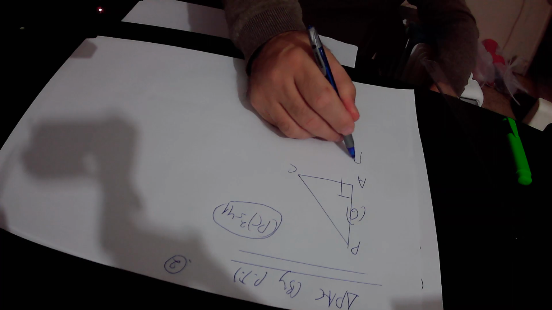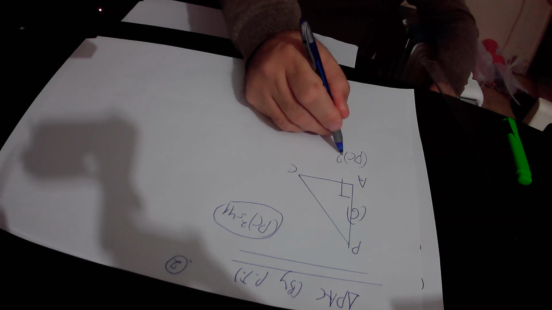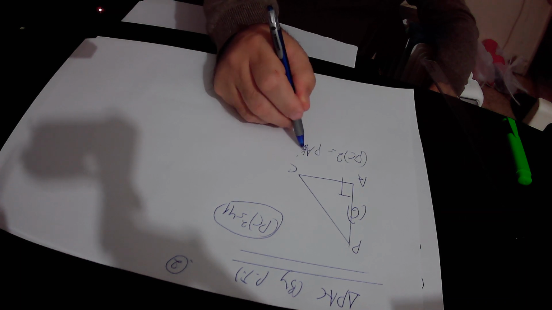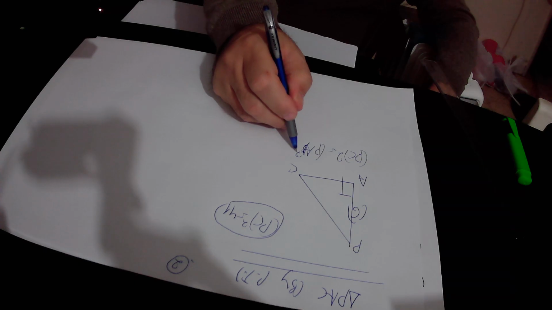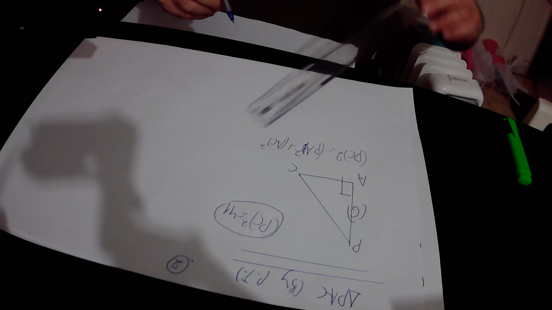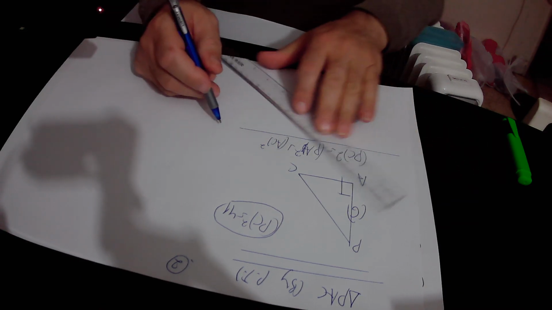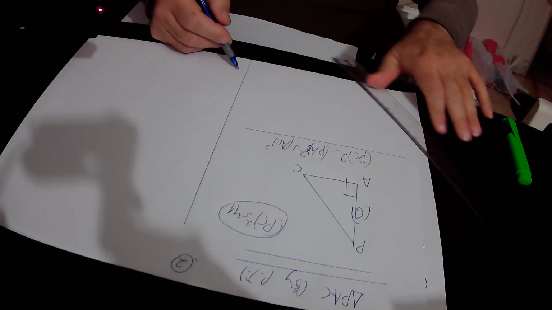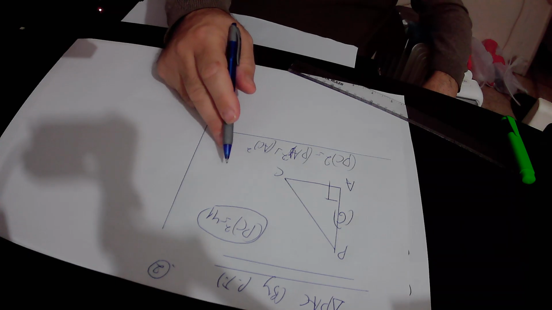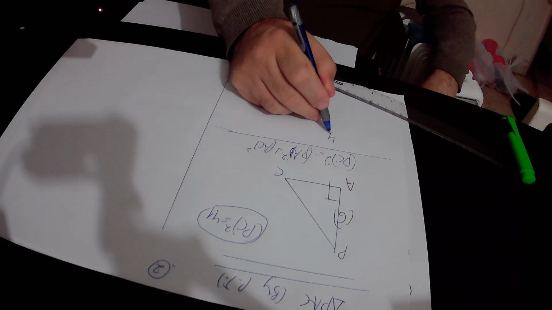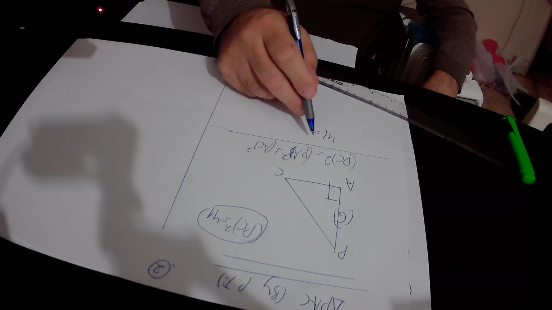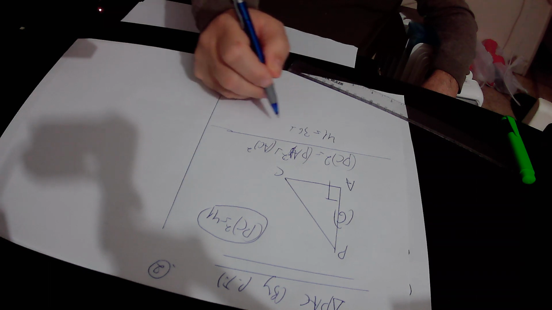PC square equals PA square plus AC square. PC square is 41, so we substitute PC square by 41. And it equals PA square. PA is 6, therefore PA square is 6 squared, that is 36, plus AC square.